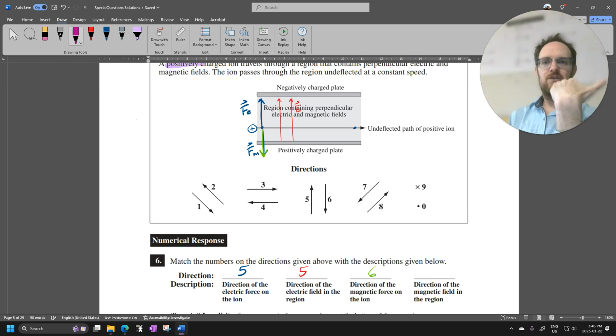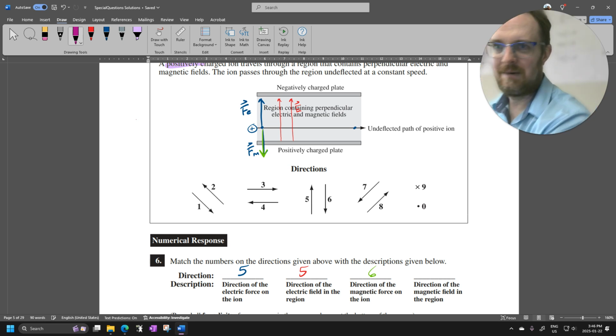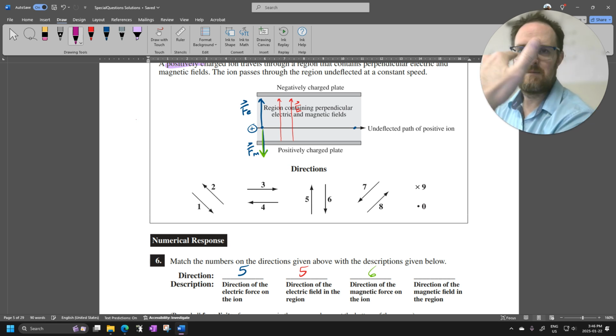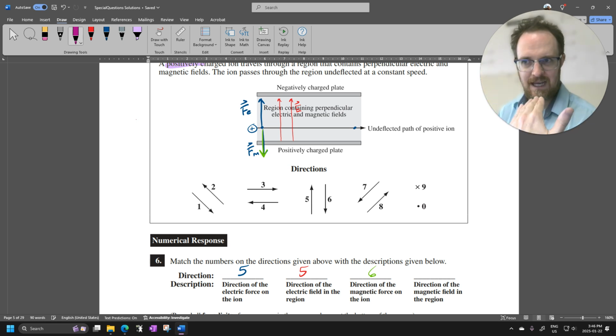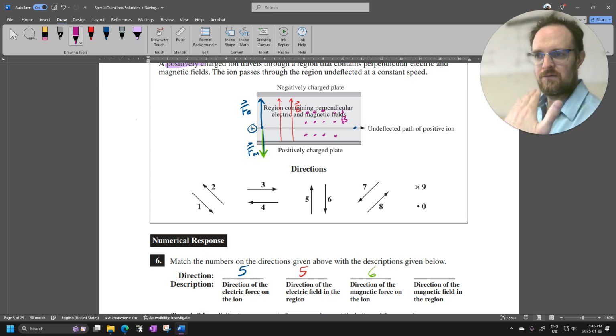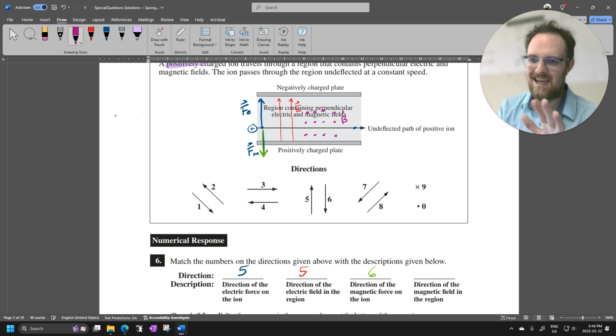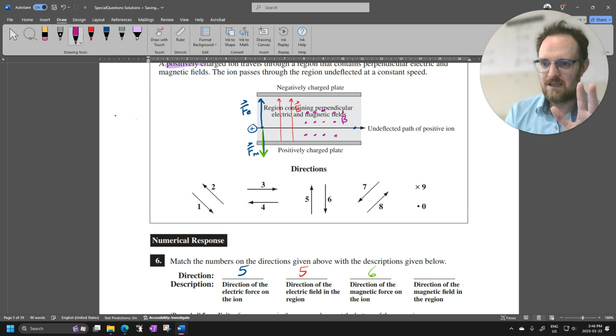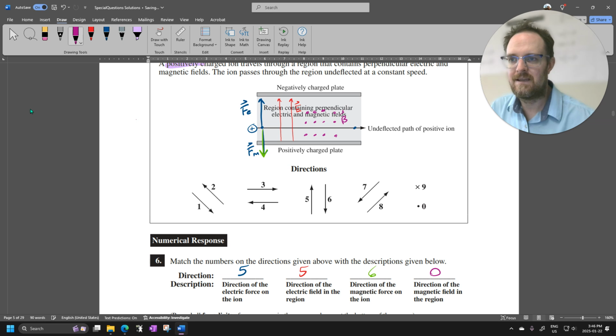And based on how you orient your hands, it's coming straight at me, right? So it's technically coming out of the page to me, right? Because my fingers are coming out of the page, right? So to create this force downwards, there must be a magnetic field out of the page here to create the force downwards. Remember, I'm using my right hand here. So that's out of the page. That's going to be 0. There you go.